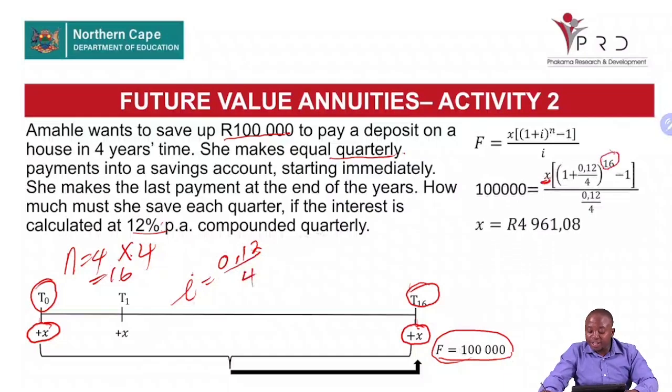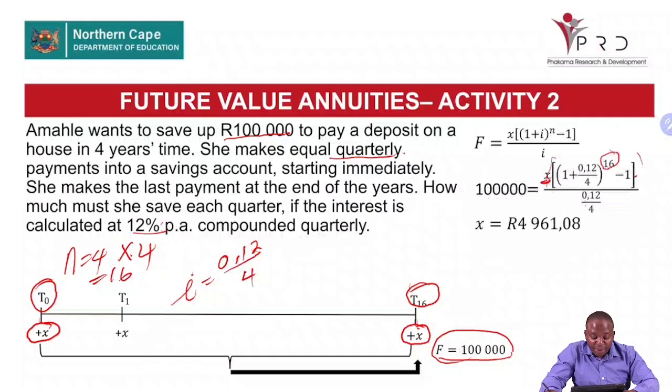Then we solve for x there. Remember, when you solve for x here, we cross multiply. So it's going to be 100,000 multiplied by 0.12 all over everything that is in this bracket, as we did on the previous activity or example. Then we punch everything into our calculator. We get our x.